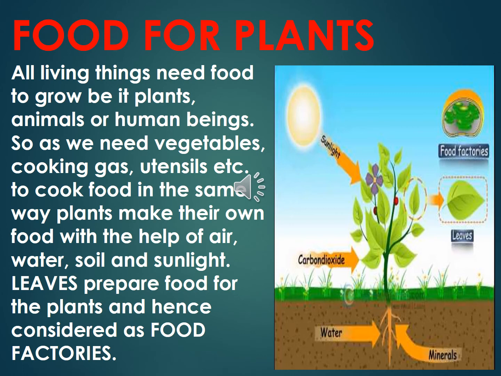In the same way, we need vegetables. Of course, if I tell my mother, Mom, I'm very hungry, I need something to eat, then of course she needs raw vegetables from the market. She needs cooking gas. She needs oil, utensils to prepare the food. It's not that having money means you have food. No, you should have various constituents so that you can prepare food. In the same way, plants do. They do make their own food, but for that, they need what?